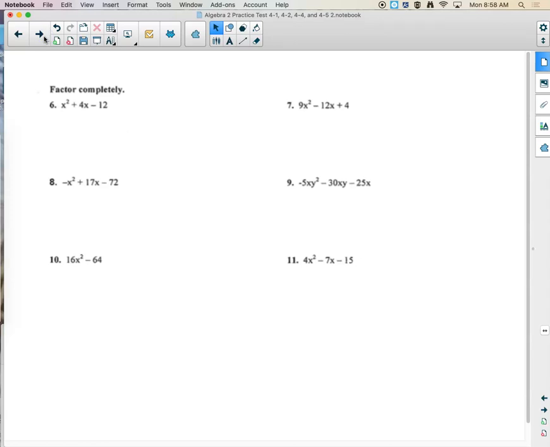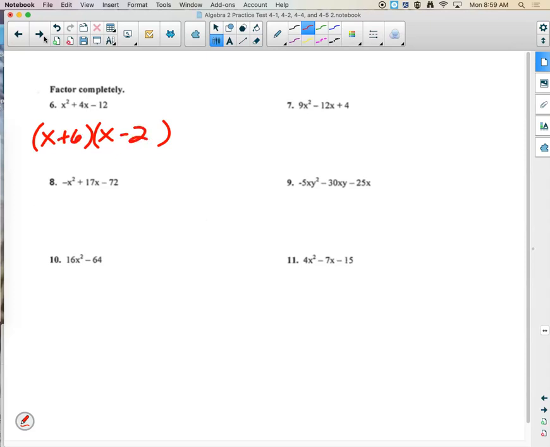So these just say factor completely. So we're not solving these, we're just factoring. X squared plus 4x minus 12. You got to go through that magical list in your brain. Is there a greatest common monomial factor? No. Is it a perfect square trinomial? No. Good old-fashioned factoring. Gosh, I hope so. Find the two numbers, please. What are they? Multiply to negative 12 and add to 4: plus 6 and minus 2.